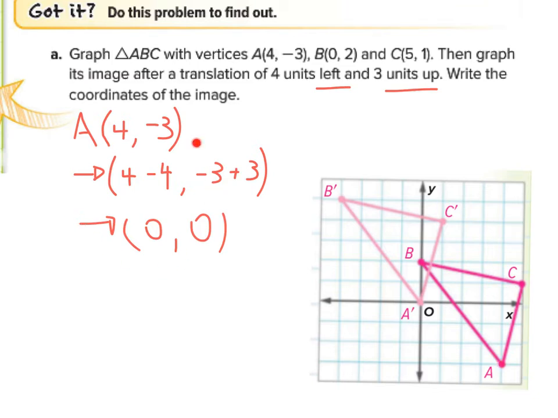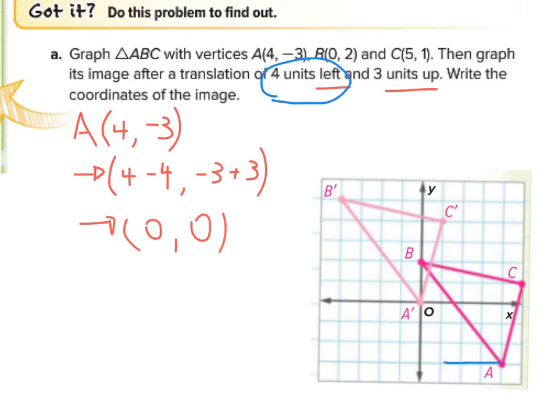This would be the way to solve it if you were not given an image and if you were not graphing. You would simply acknowledge that if you're moving left horizontally, you are subtracting. If you're moving right horizontally, you're adding. When moving vertically, if you're moving down, you're subtracting, and when you're moving up, you're adding. And that's how you would solve it without the graph. But you could also just follow the rules where it's saying 4 units left. For each one, we're going to move 4 units left.